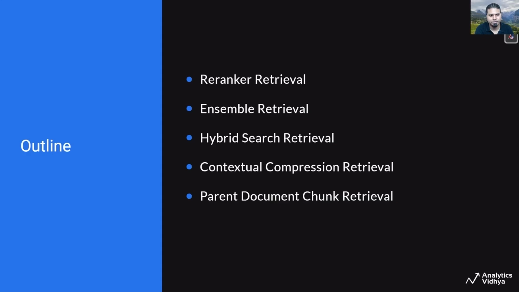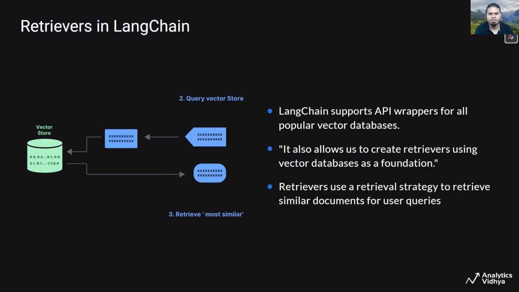retrieve relevant documents. So what are retrievers in LangChain? LangChain basically supports API wrappers for all popular vector databases, which we already know. It also allows us to create retrievers using these vector databases as a foundation. And these retrievers basically use a retrieval strategy to retrieve similar documents based on a given user question.